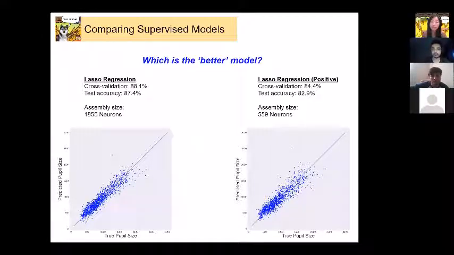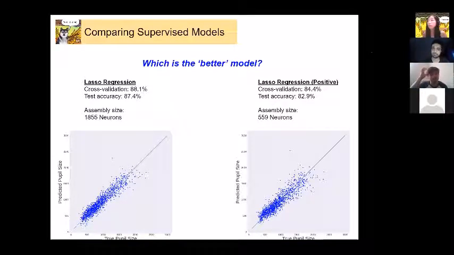But we were wondering, should we use a lasso regression or a lasso regression where we force the weights to be positive? Because if you think about it, we might expect neuronal activity to correlate with pupil activity, but negatively correlating with pupil activity might not make much sense. So we tested both, and looking at the models, the lasso regression performs a little bit better than the lasso regression forced to be positive, but they're almost about the same. So the question is, which is the better model for our hypothesis?